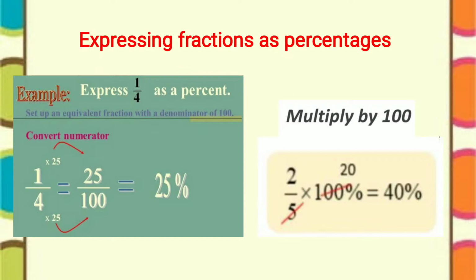5 ones are 5, 5 20s are 100. So you will get 2 into 20%. When you multiply, you will get 40% as your answer. So 2 by 5 is 40%. You can use any method which is easy for you.